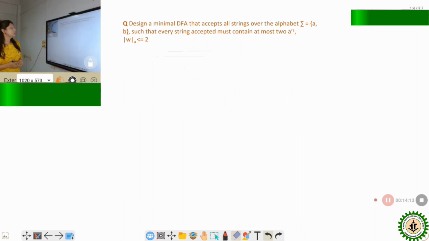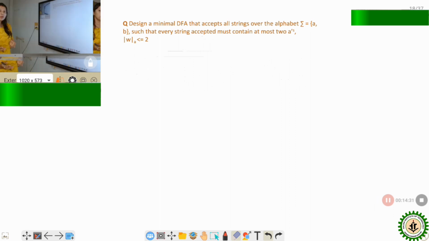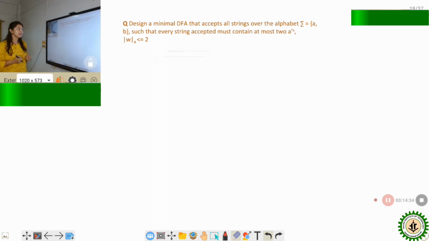Okay, now design a minimal DFA that accepts all strings over the alphabet {a, b} such that every string accepted must contain at most 2 As. That means at most 2 As. So if we contain no As, it will be accepted. If we contain at least one A, it will be accepted. If we contain 2 As, it will be accepted. If we contain more than 2 As, it will not be accepted.